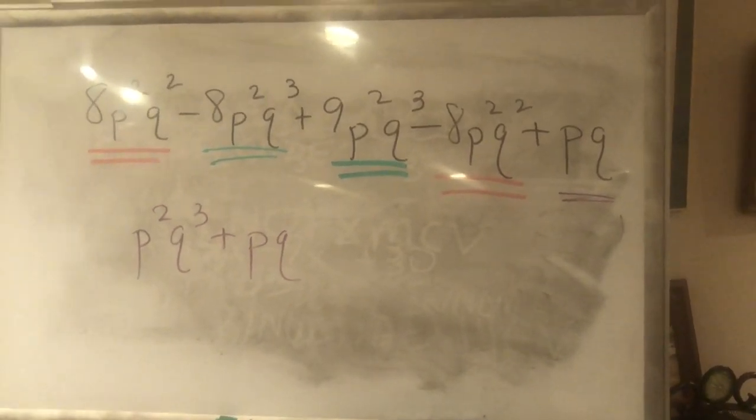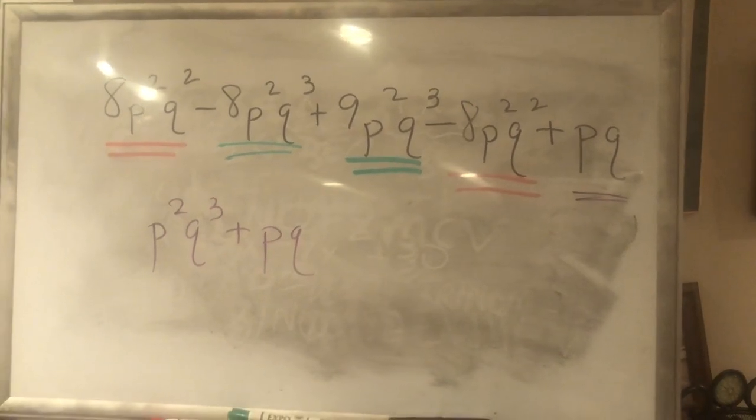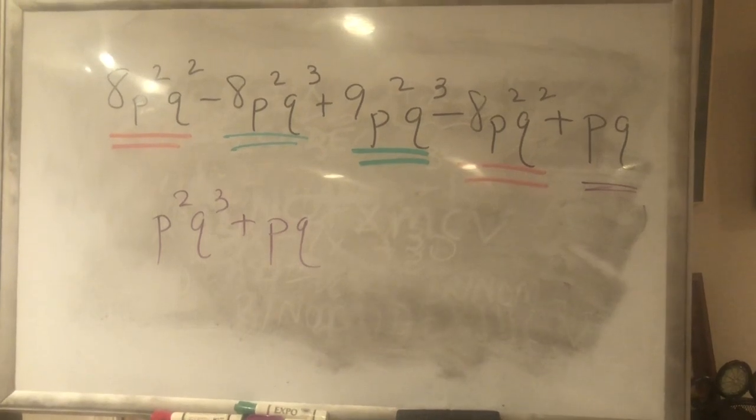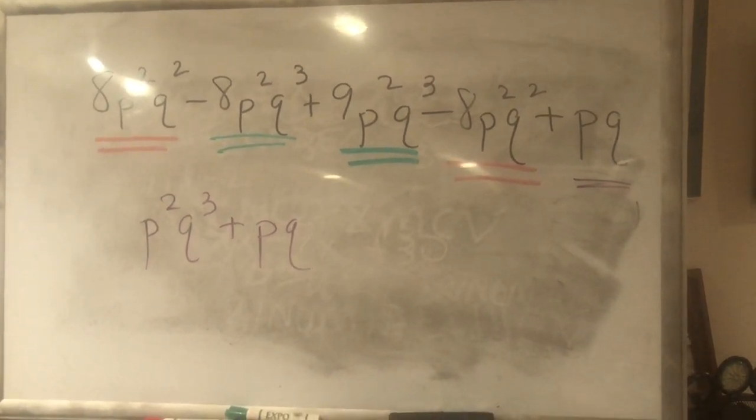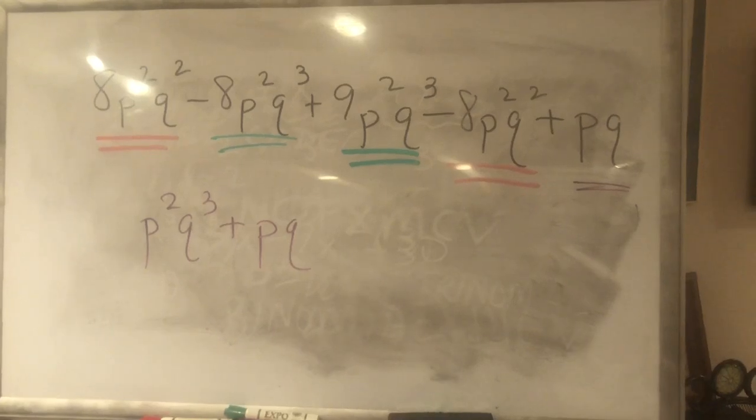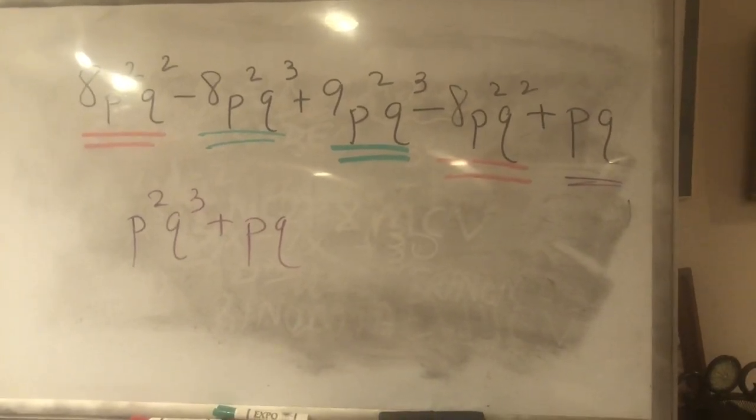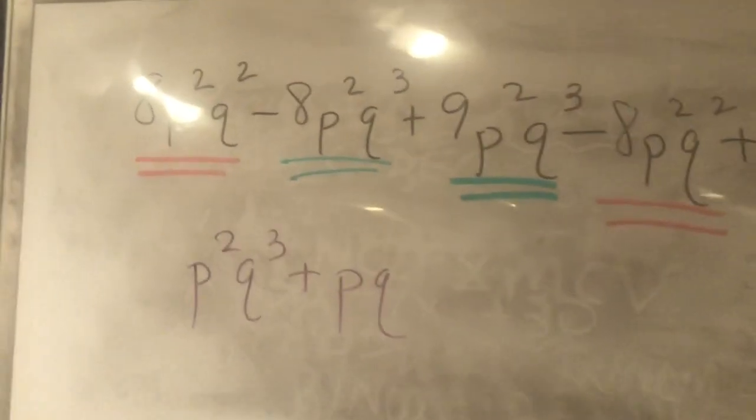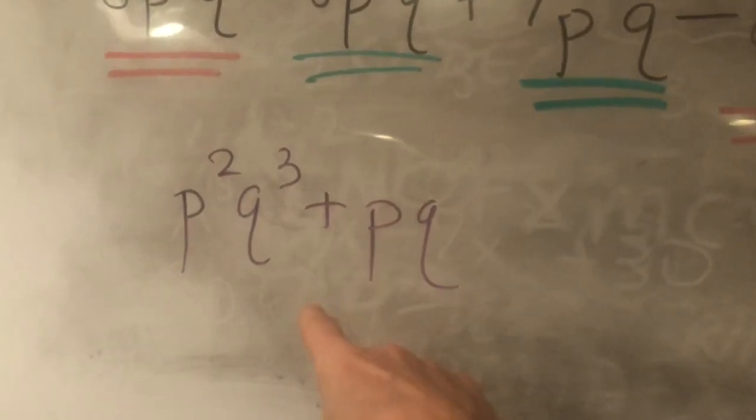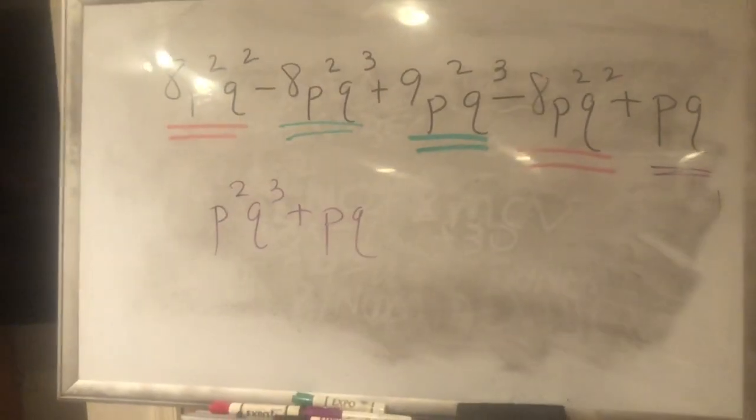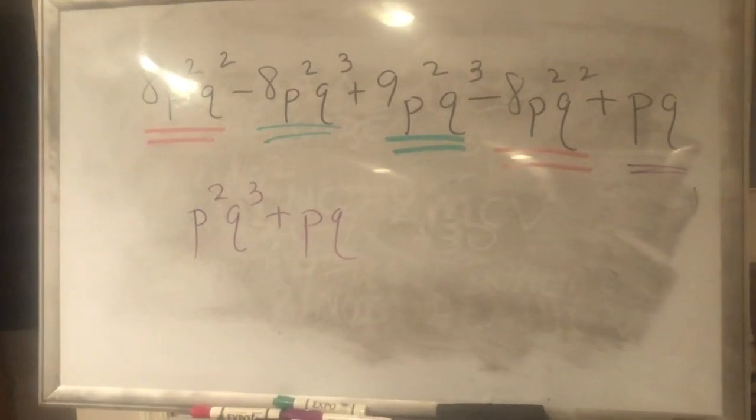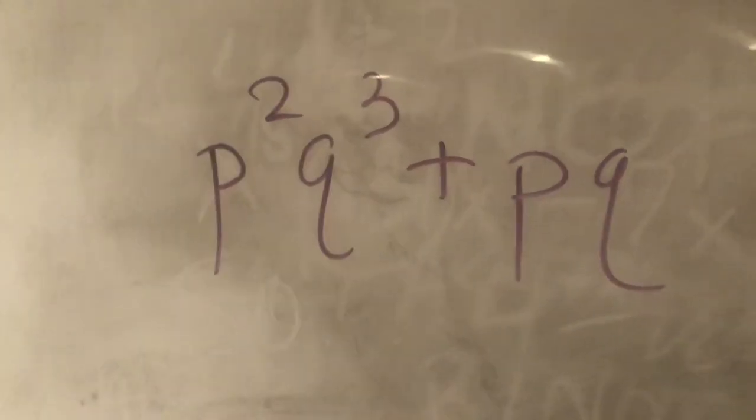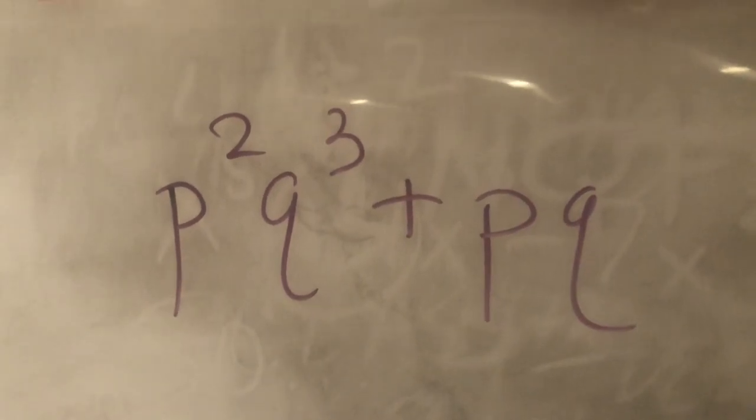Those are gone. Next, we would look at what's in green there, p squared q to the 3rd, and do negative 8 plus 9. So negative 8 plus 9 is 1. 1 p squared q to the 3rd. Now we don't have to write the 1 as a coefficient. It just comes down. You can see the answer is right there. And then last but not least, nothing matched up with pq, so we would just bring that down. So this would be our final answer. All right.